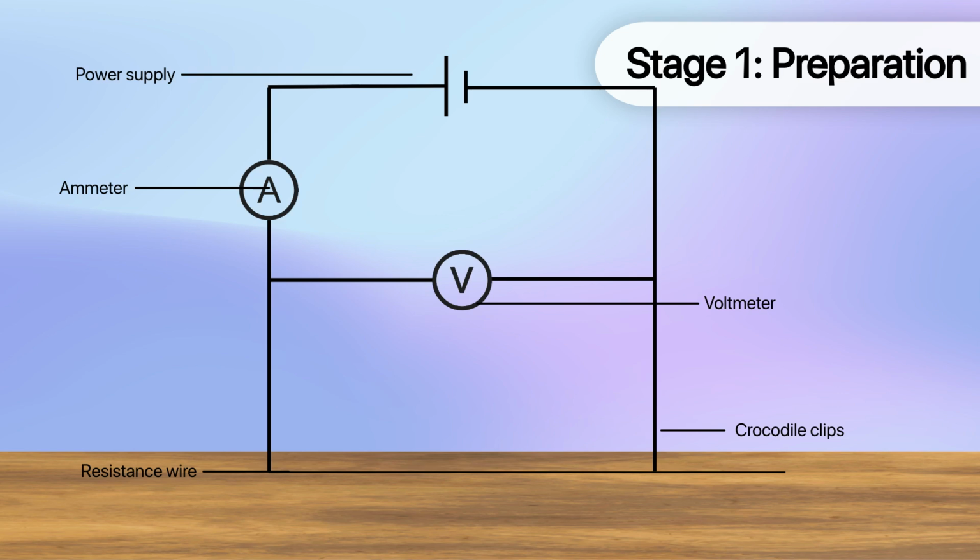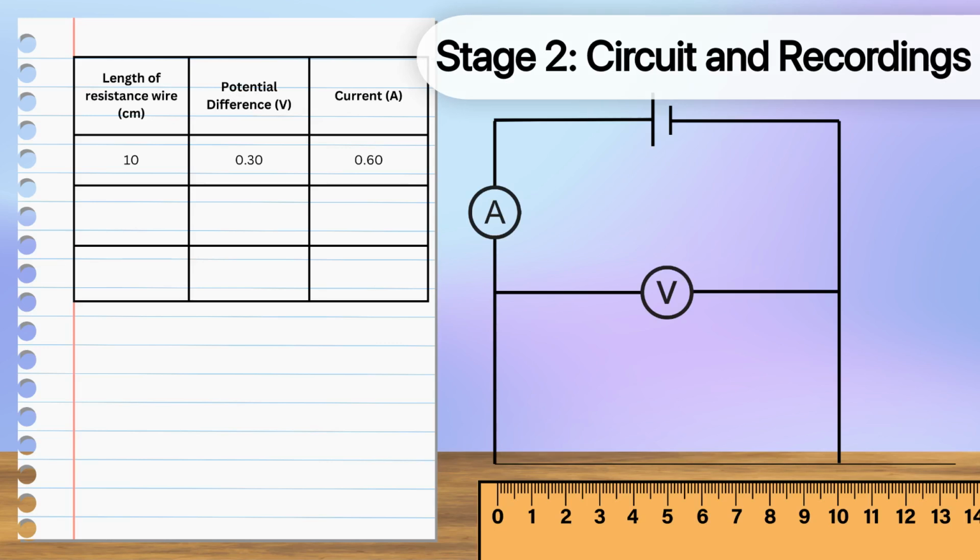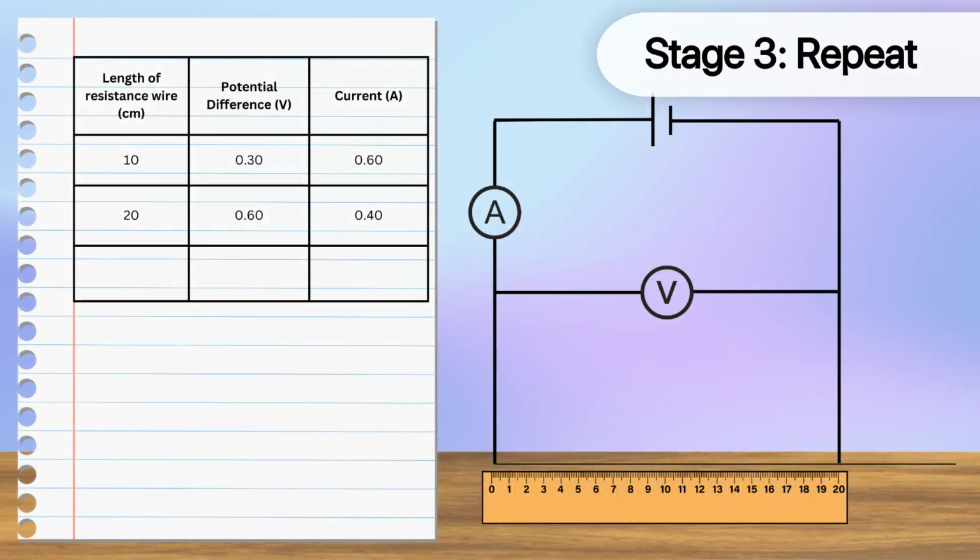For our first circuit, we will be using a short wire. In this case, it is 10 centimeters. Make sure to carefully measure the length of the wire you use with a ruler. Now we turn on the circuit and record the potential difference and current as displayed on the voltmeter and the ammeter. Construct a table in your lab books to keep a record of these measurements. Once completed, we repeat this stage, but with a different length of wire. For instance, we could now place a resistance wire of 20 centimeter length in the circuit.